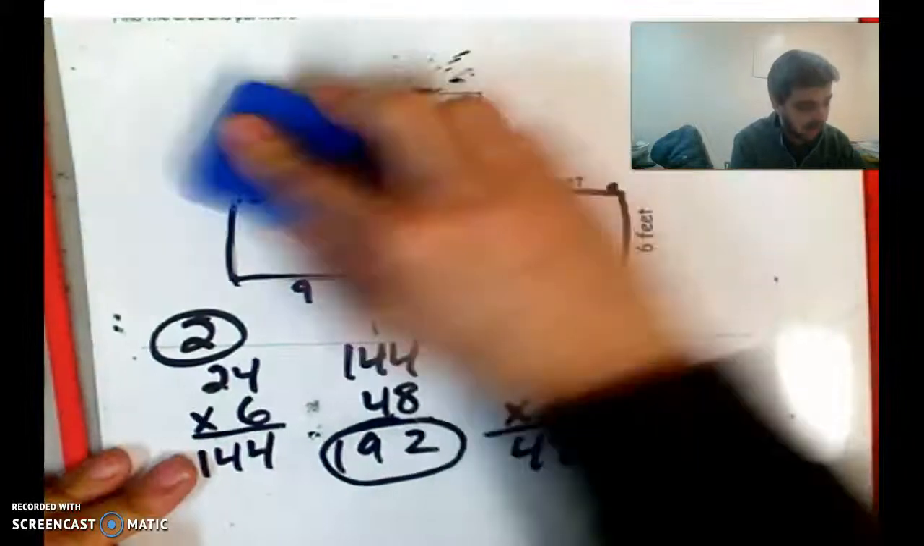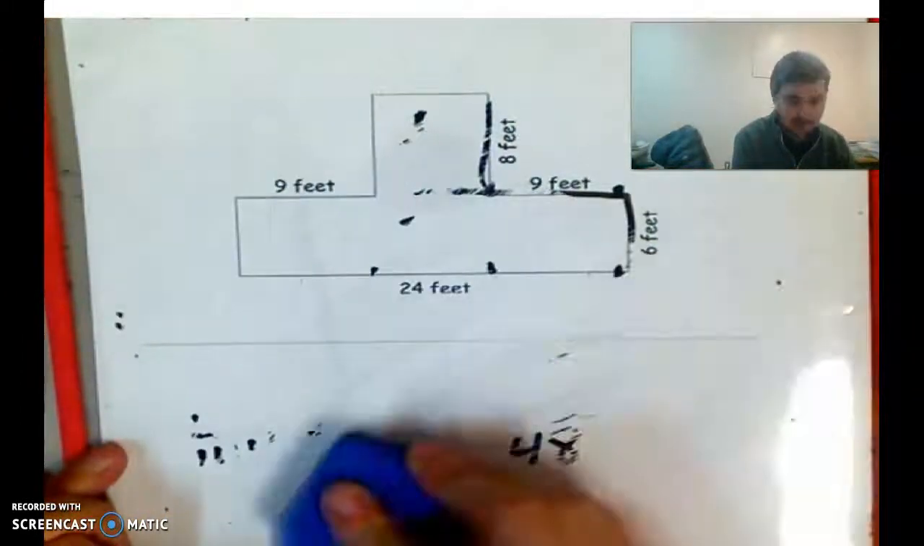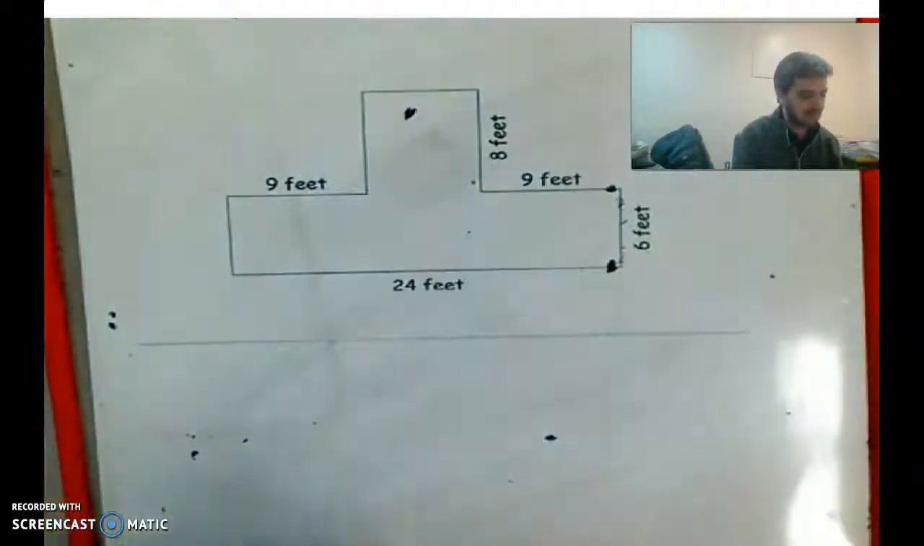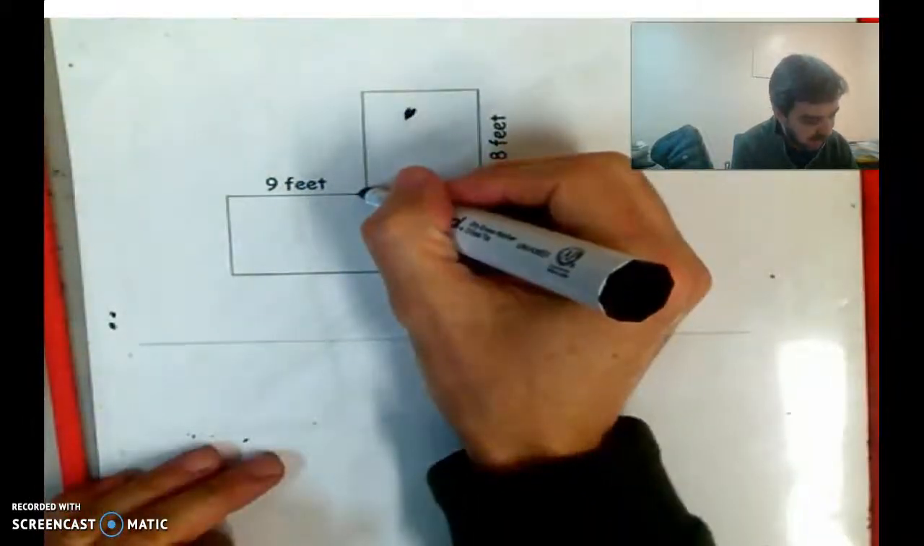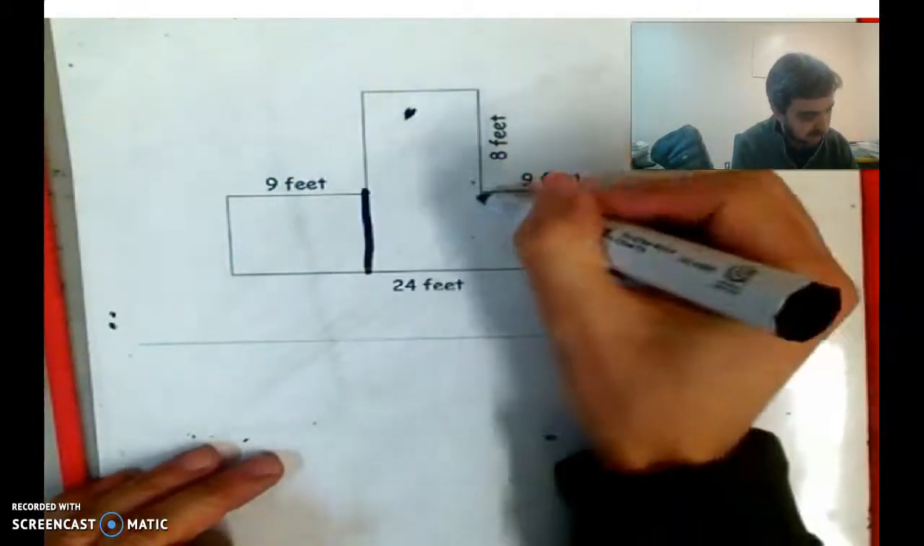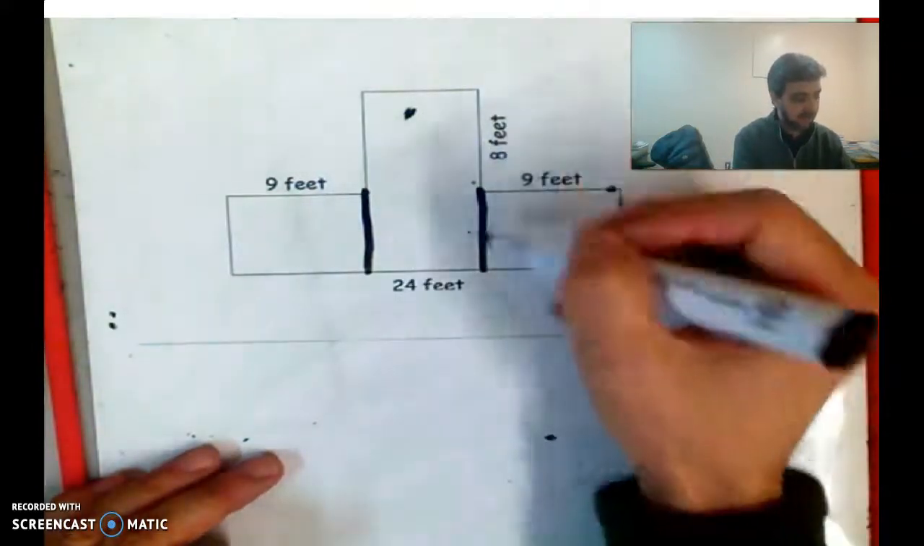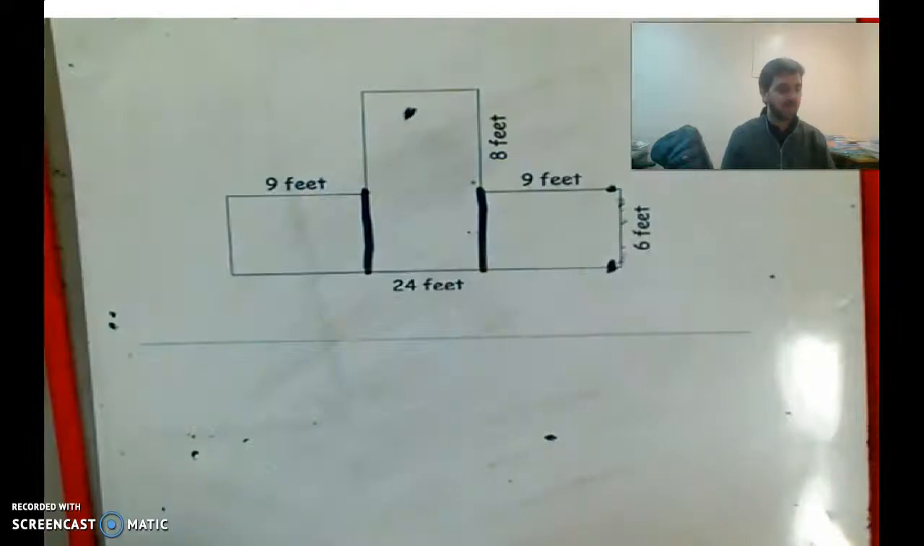Right? All right. Now, it's possible you did this problem a little bit differently, right? You could have split it actually into 3 rectangles, like that, okay? And so that's another way you could do it, all right?